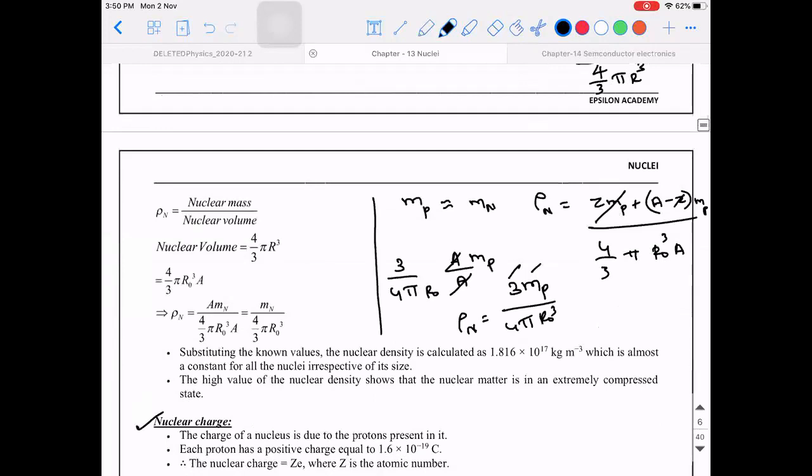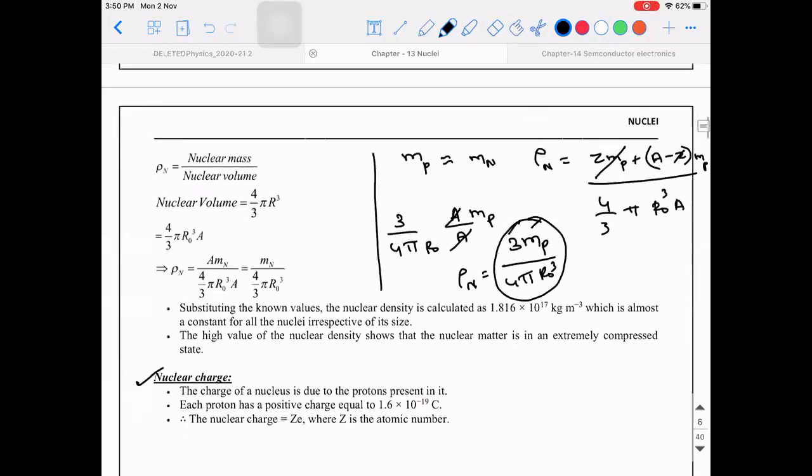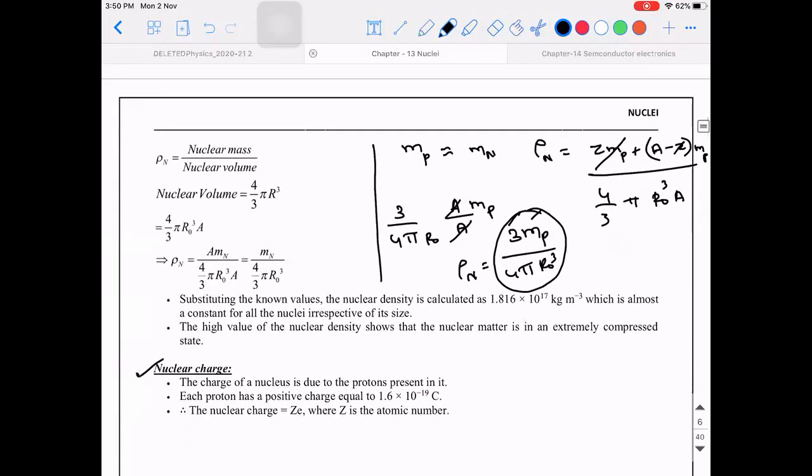So from that, can I conclude that the nuclear density is always a constant? Right? So an important conclusion to be drawn from here is that the nuclear density is constant for all the nuclei irrespective of its size. And when you substitute all the values and calculate, it comes out as 1.816 into 10 power 17 kilogram per meter cube. Means if you take a 1 meter cube volume, how much mass is present? 1.816 into 10 power 17 kilogram.